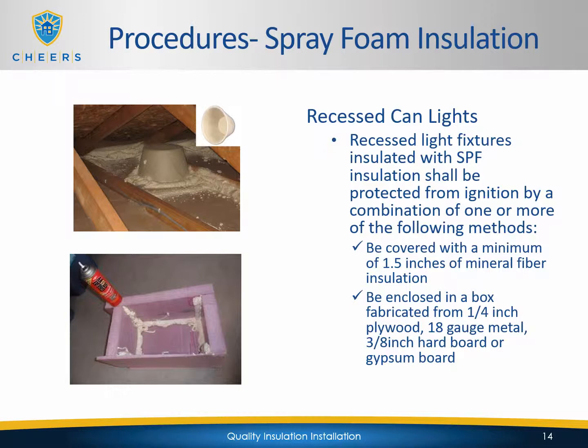Recessed light fixtures insulated with SPF insulation shall be protected from ignition by a combination of one or more of the following methods. Be covered with a minimum of 1.5 inches of mineral fiber insulation, or be enclosed in a box fabricated from 1/4 of an inch plywood, 18-gauge metal, 3/8 of an inch hardboard, or gypsum board. So basically they want to create a baffle that keeps the spray foam away from the actual recessed can light. And the pictures on the left hand side show examples of what some of those baffles might look like.